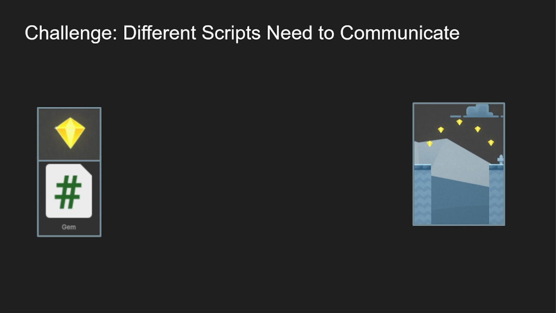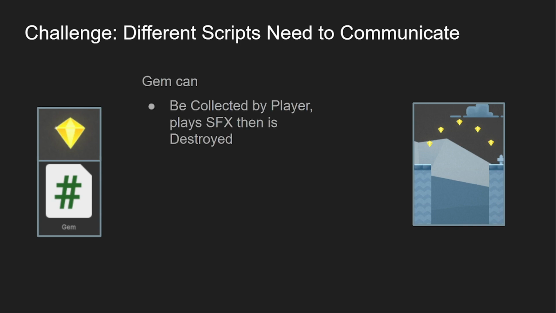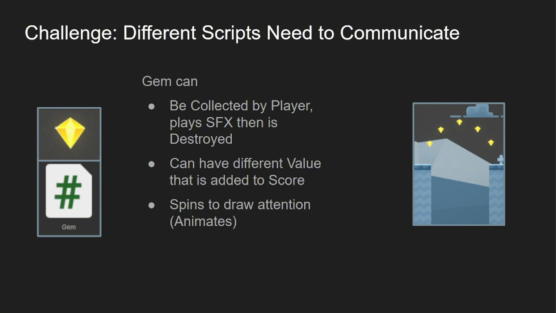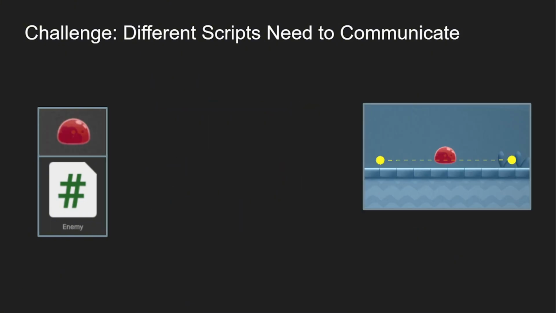The gems could have their own script. A gem can be collected by the player, and when it is, it plays sound effects and then gets removed or destroyed. It can have different values. You could have pink gems that have more points than yellow gems. It spins to draw attention. You know, we went over animating.